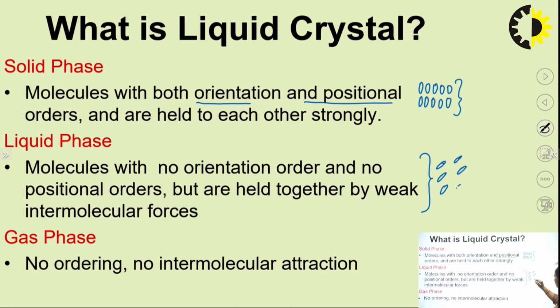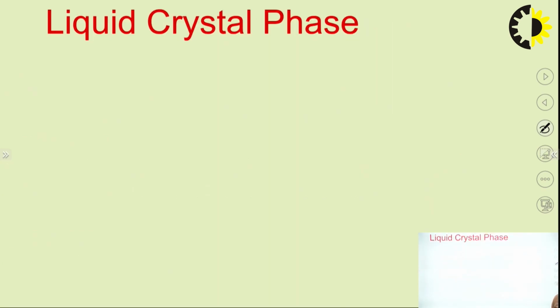They take the shape of the container and have very less intermolecular forces in between. They are randomly arranged, and when we come to the gaseous phase, there is no proper orientational order as well as no positional order. So when we look into the three phases, the solid phase has both orientational order as well as positional order. The liquid phase does not have any orientational order or positional order. The gaseous phase also does not have any positional order or orientational order.